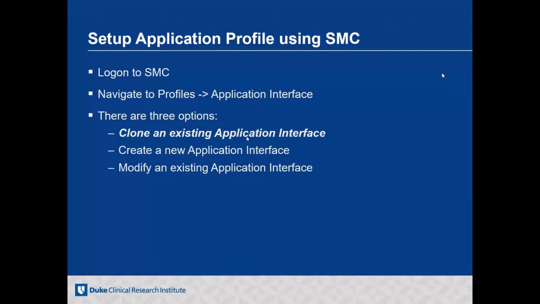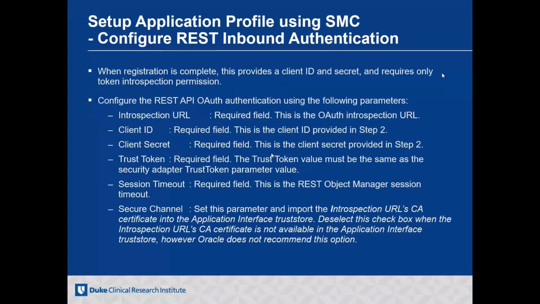Once you have that set up, you log on to SMC and navigate to the application interface. You have three options: clone an existing application interface, create a new one, or modify an existing one. Since I already have a REST API out there, a regular AI, I chose to clone. It was easier for me.